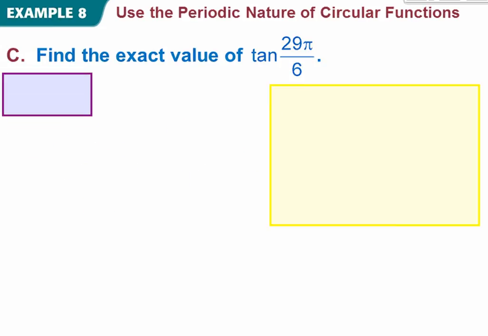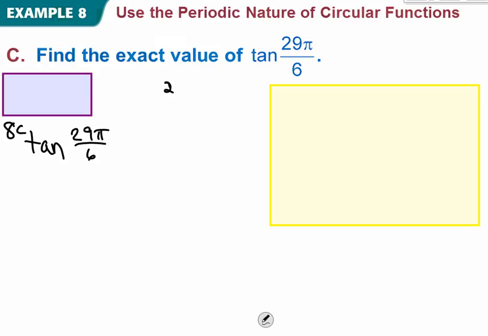So here's another one, tangent. This is 8c, tangent of 29 pi over 6. Do you agree that that's more than 2 pi? Yeah, for sure, right? Because I'm not going to count out like by 6 all the way to 29. So I'm going to start this one a little bit different.